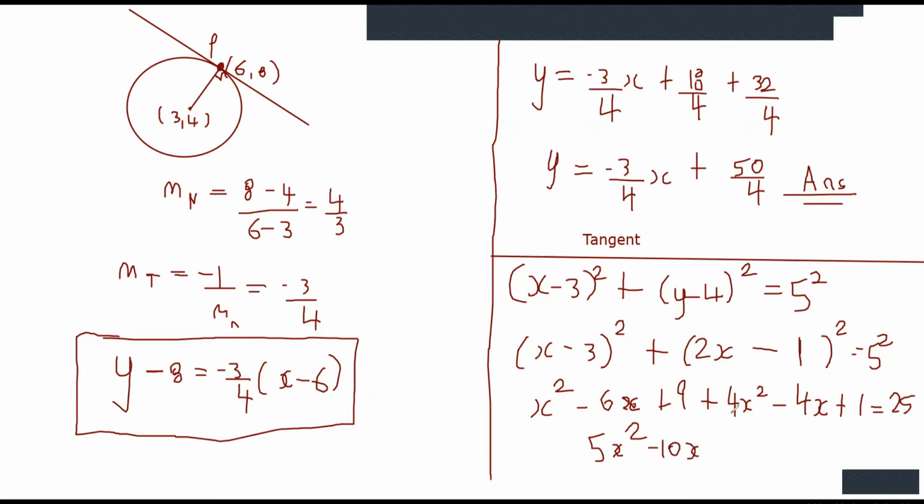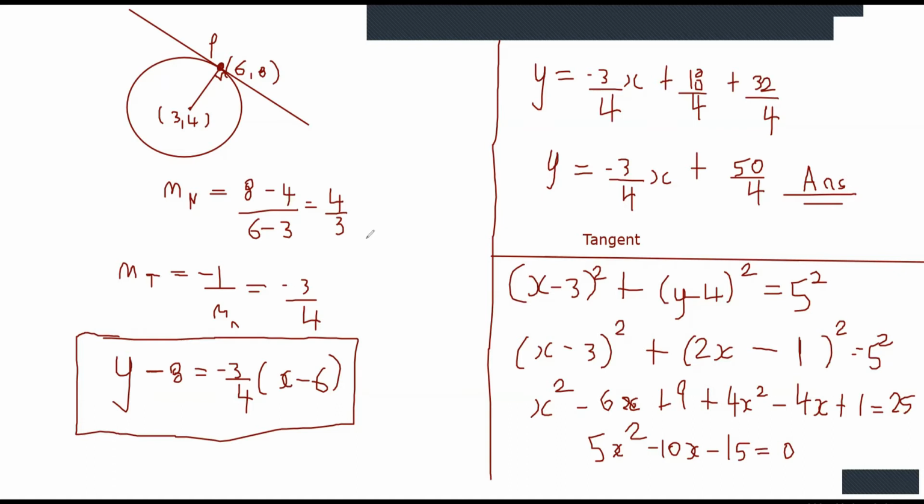And then you have now minus 6x minus 4x is minus 10x. And then 9 and 1 is 10. But when you bring over the 25, 10 minus 25 is minus 15 equals 0. You can divide through by 2 to get x squared... all right, I don't want to squeeze it. Let's do it on the next page.